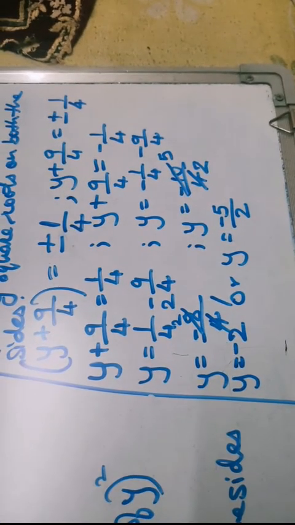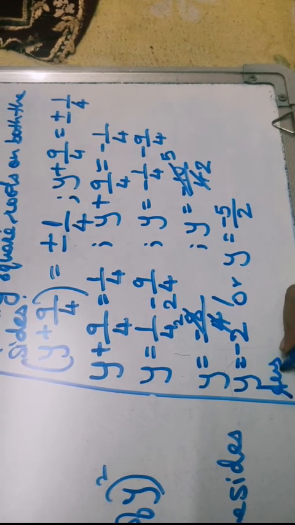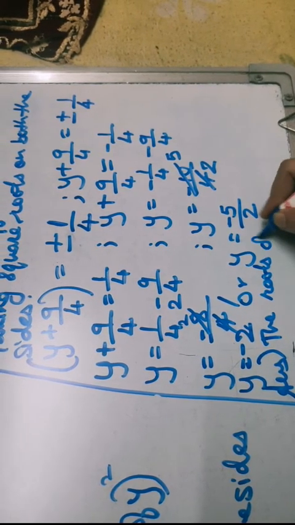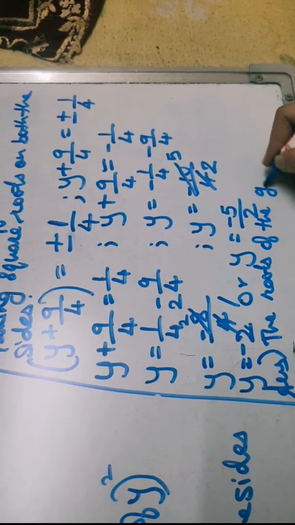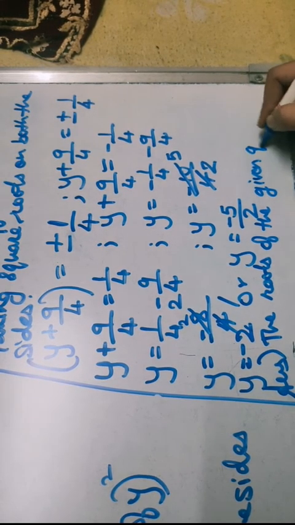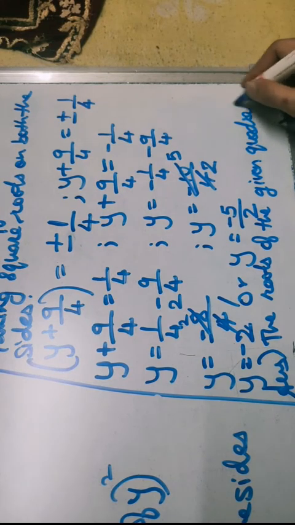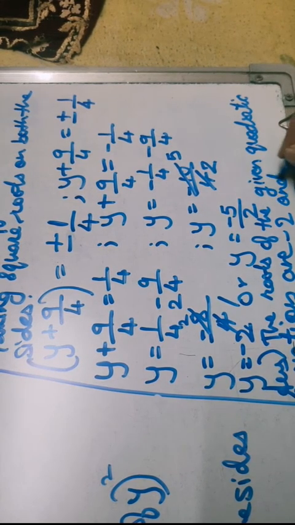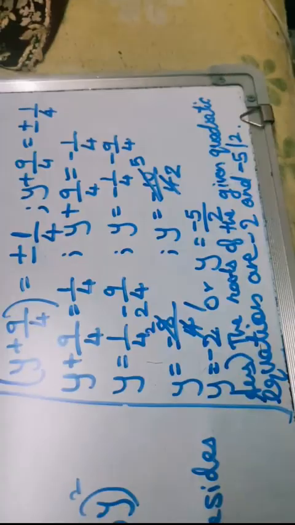So your answer will conclude as the roots of the given quadratic equation are minus 2 and minus 5 by 2. So this was all about the fifth question from exercise 2.3. Thank you.